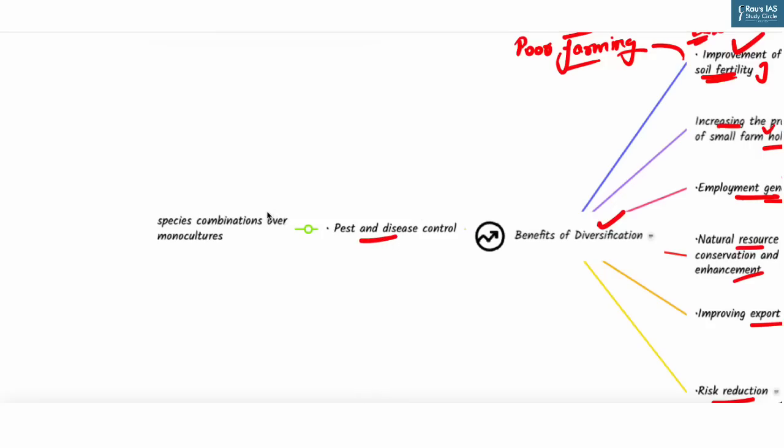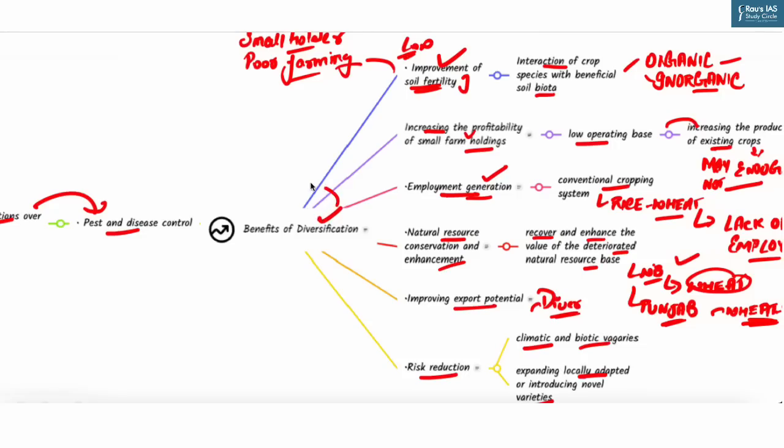Now, crop diversification, which favors species combinations over monocultures, is one of the most cost-effective ways to combat pests and diseases. And it has sparked a lot of attention in recent years. So these are the important benefits of crop diversification.